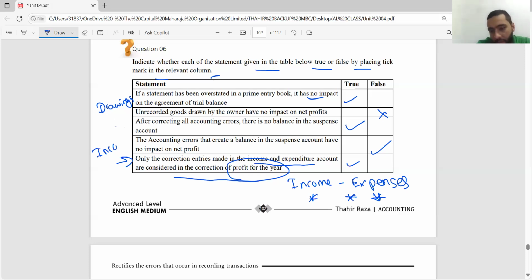For profit, do you take the assets value? Do you take the liability value? Do you take the equity value? No, you don't. Only two elements, which are income and expenses. This is what you take in the income and expenses account to calculate the profit. Did everyone understand? Is everything okay?